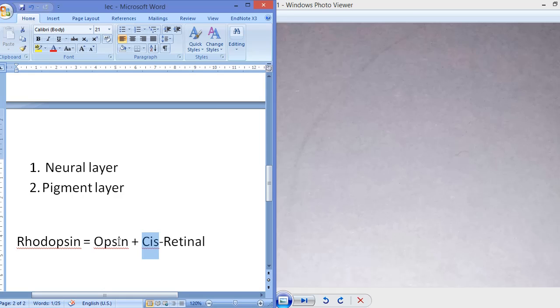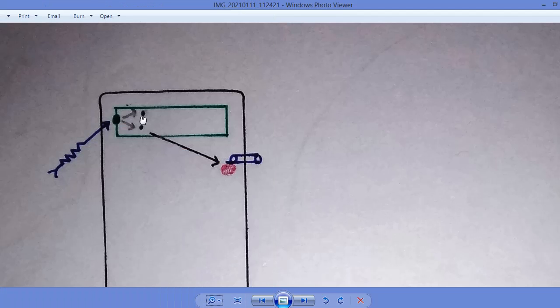The trans-retinal is separated from the opsin. Only cis-retinal can combine with the opsin. When cis-retinal is converted into trans-retinal with the help of light, the trans-retinal is separated and the opsin is separated. So the rhodopsin is converted into trans-retinal and opsin.